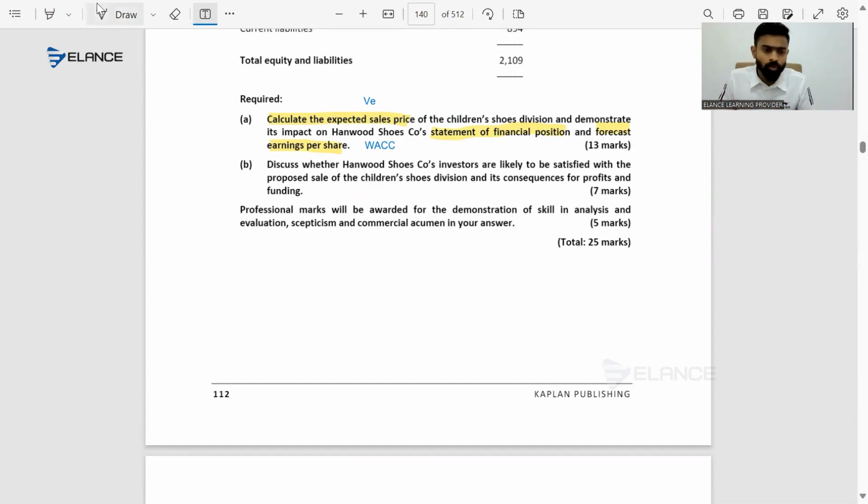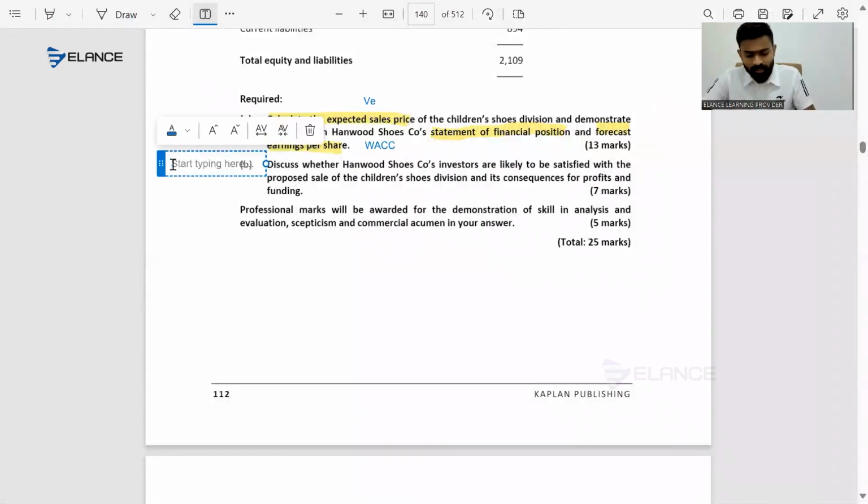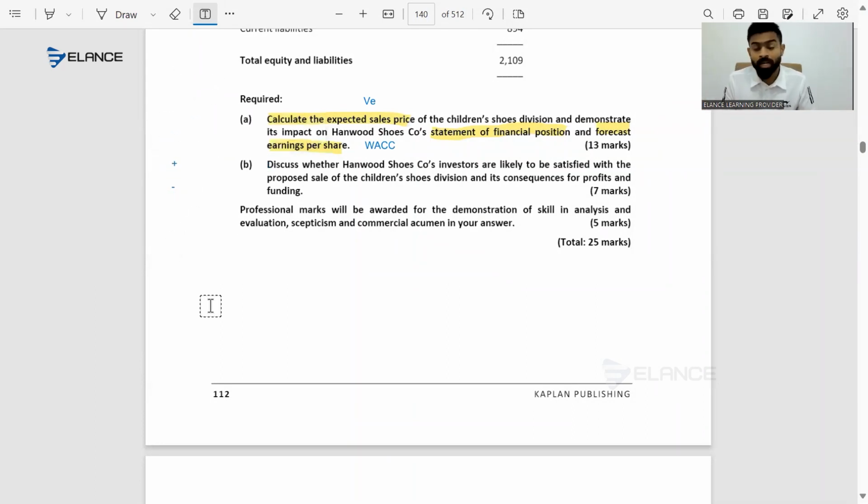Then, after that, we need to discuss whether it is a good decision or a negative decision to sell off. Is it going to be positive or negative to each of the stakeholders? We need to comment on the figures we calculated, plus we need to comment on non-financial factors. So this is a theoretical question. It is worth 7 marks and 13 marks are for the numerical.